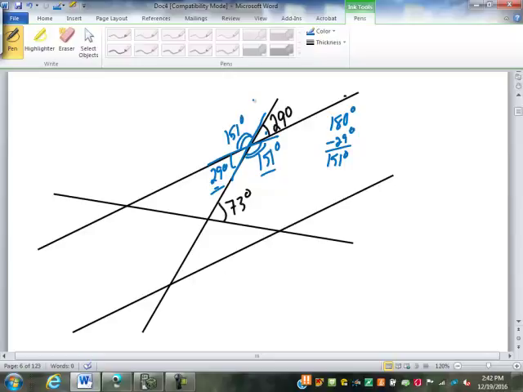Anytime two lines intersect, they're going to form four angles. Of those four angles, there will always be two equal pairs. The only exception will be if they're all four the same. If they're all 90 degrees, then all four will be the same.